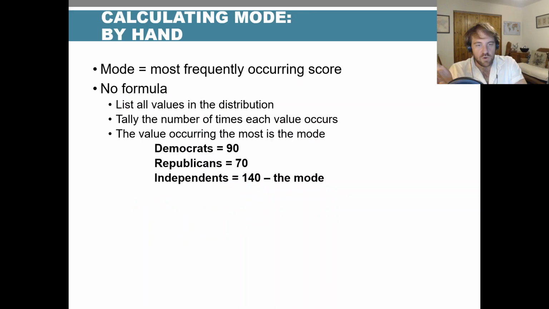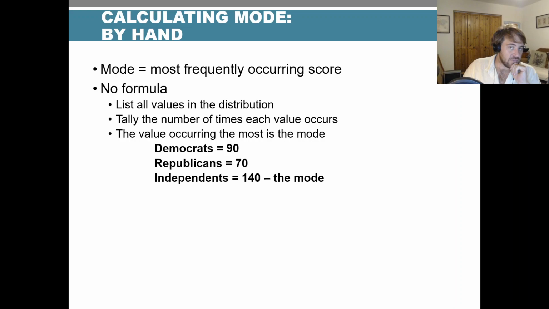The mode is the most frequently occurring score. So let's say that we take a sample of all sorts of people at a city hall discussion, right? We've got 90 Democrats, 70 Republicans, and 140 independents. Well, there are the most independents, and so that's the mode, is independents.